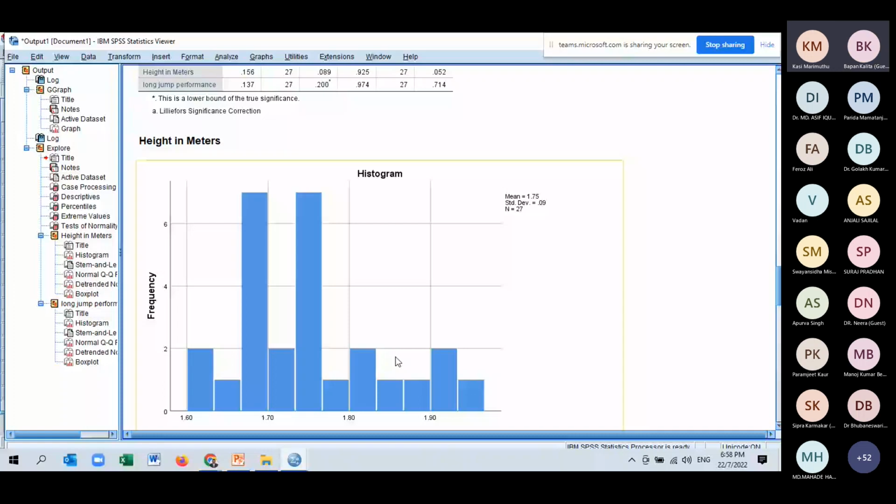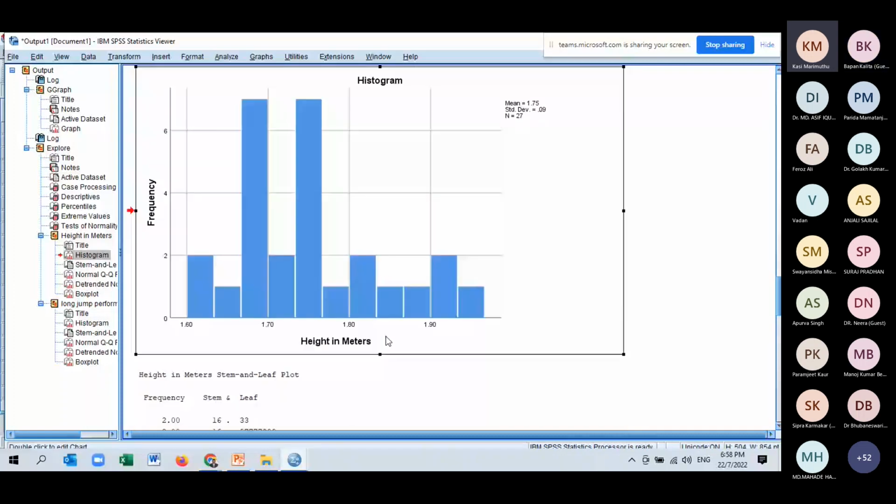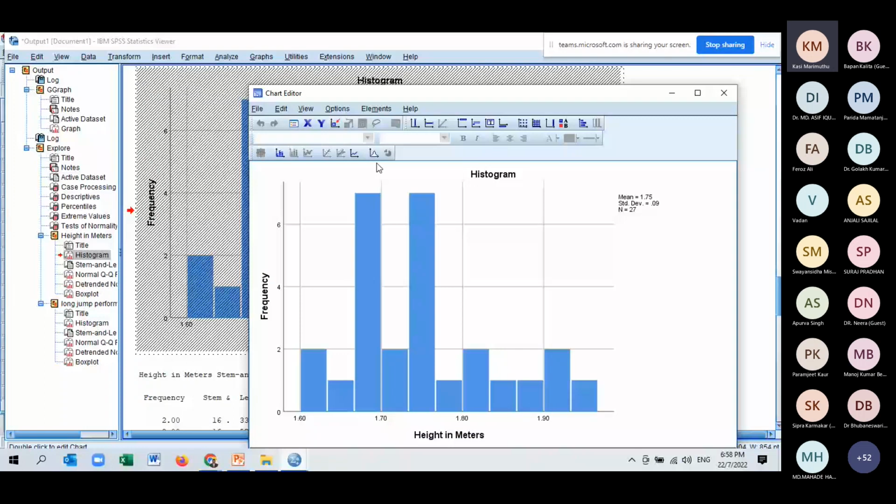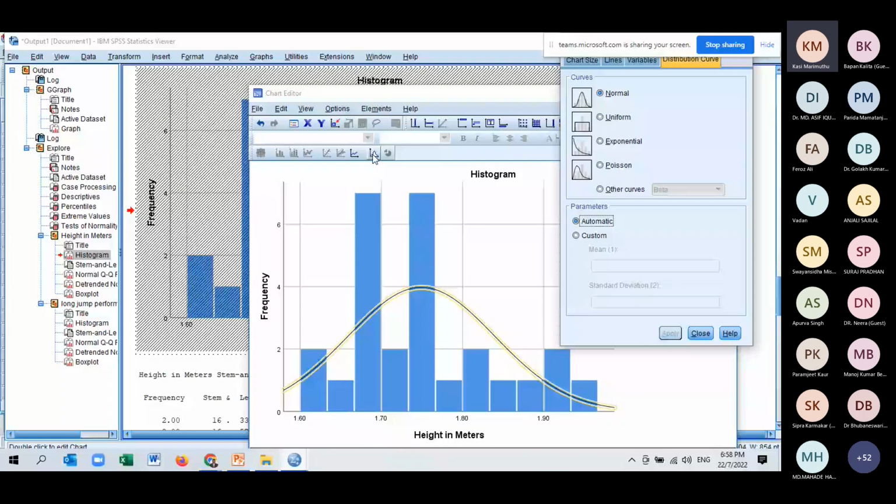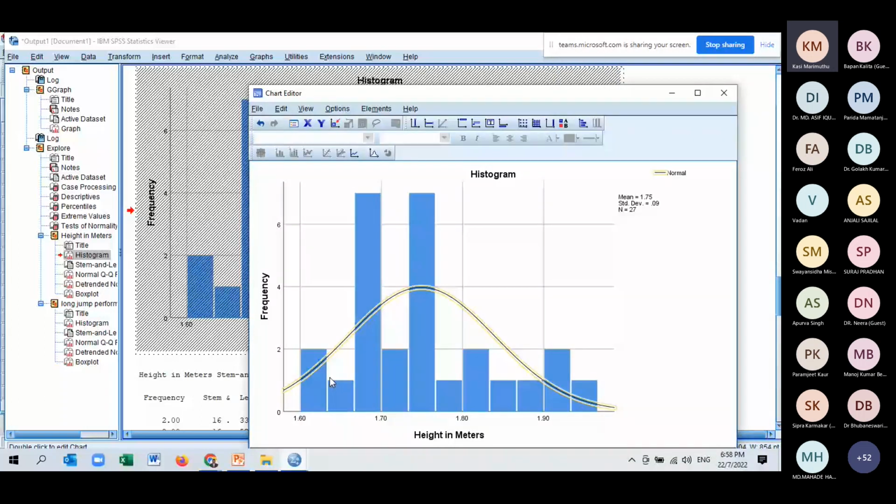Histogram. Just double click on the graph, the chart editor, and display the distribution curve. It shows a bell-shaped distribution. The shape of the curve looks like a bell, like a temple bell. The line does not touch the x-axis.